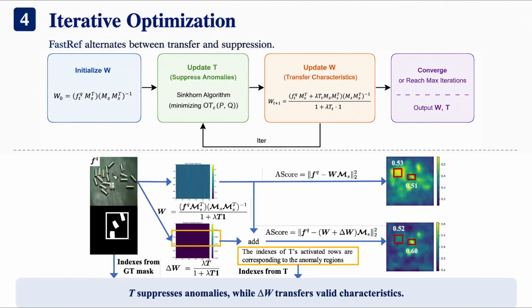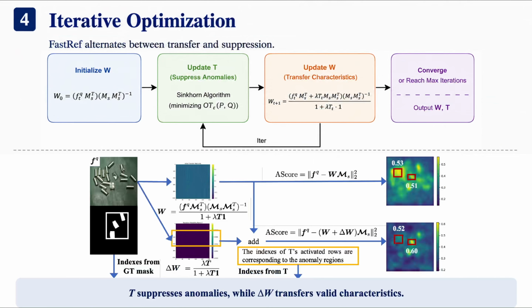This slide presents the iterative optimization process of FastRef. FastRef alternates between characteristic transfer and anomaly suppression to progressively refine the prototypes during inference. The optimization starts by initializing the transform matrix W, which transfers query characteristics into the prototype space. Then, the transport matrix T is updated, using the Sinkhorn algorithm to suppress anomaly-sensitive transport correspondences. After that, W is updated again based on the refined transport information, and the process iterates until convergence or the maximum number of iterations is reached.